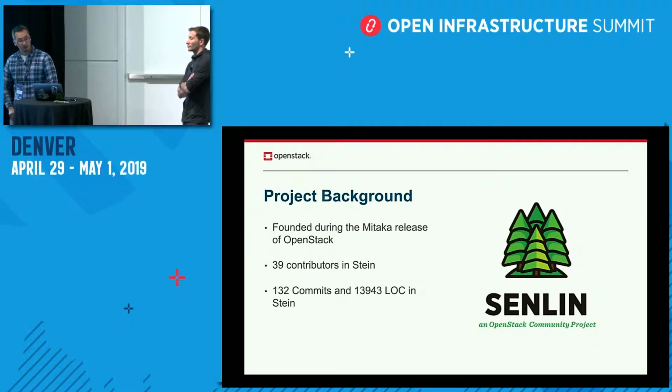Looking at the project background, Senlin has been around since the Metaka release of OpenStack. And in the past Stein release, we had 39 contributors. And we had about 139 individual commits and almost 14,000 lines of code merged.